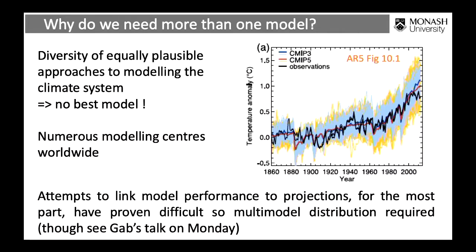One of the reasons is that we can't actually get to one single best model. And that's because there's this diversity of equally plausible approaches to modelling the climate system, especially when you're thinking about future climate change. We can't actually look at the 2090s and observe them and then test our models against them, because we don't know what that state is. It's in the future. And because we have to parameterize a lot of things, there's lots of different ways you can do that, and it's difficult to really say one model is better than the other.